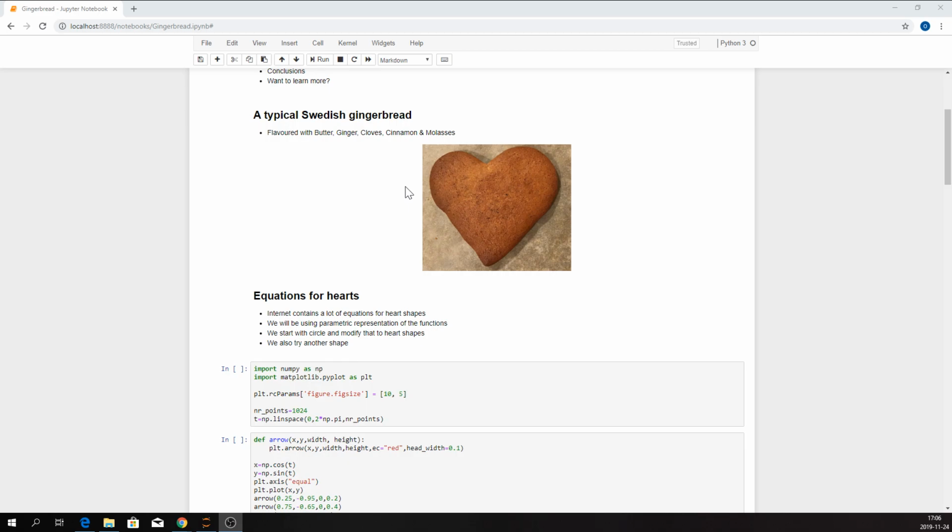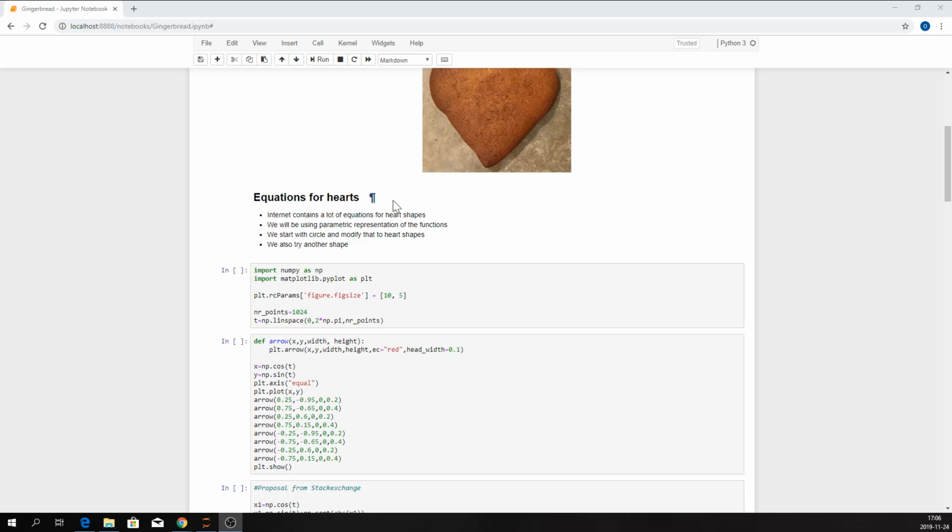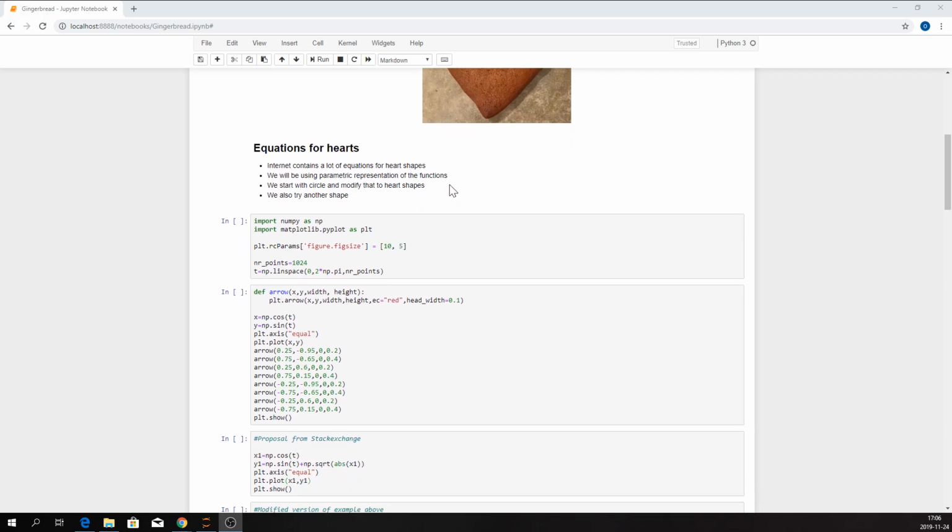Okay, so let's look into how we can describe a heart. I did some googling and found a lot of equations describing heart shapes. In our case we will use parametric representation of the functions, and I will try to start with a circle and modify that to a heart shape, and also we'll try a different shape.